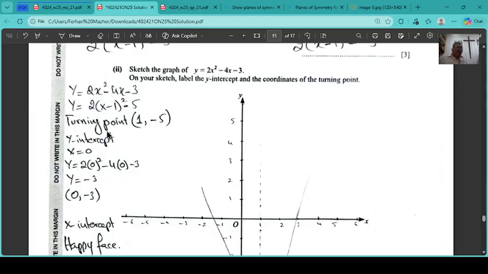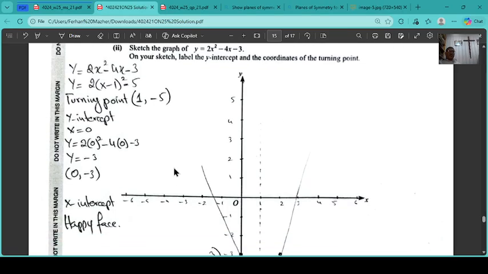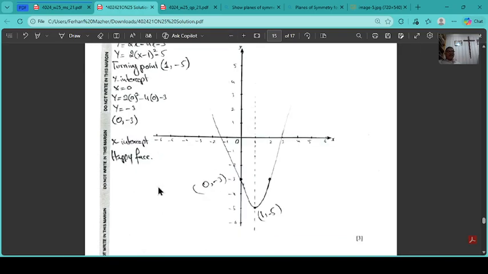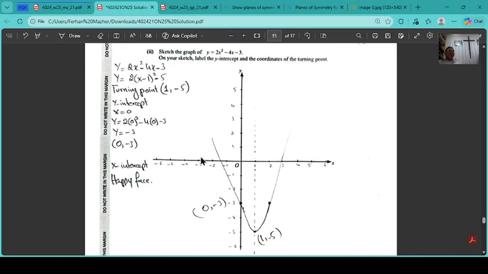If you want to find the y-intercept of that graph, whenever you have the y-intercept, the x coordinate will be 0. So in this equation, wherever there is x, you put 0 in it. So the y will be minus 3. So the y-intercept is 0 comma minus 3. Now I thought we should find the x-intercept as well. Then I realized that they have not asked us to show the x-intercepts.